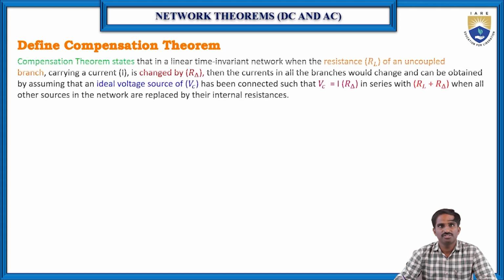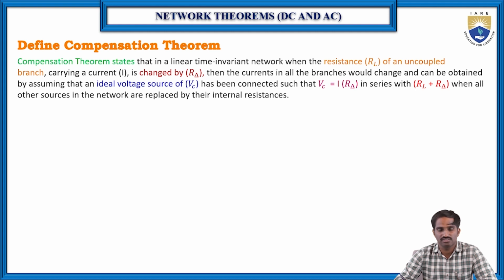Then coming to the compensation theorem. According to the compensation theorem, again it is a linear time invariant network. In a linear time invariant network, when the resistor RL of an uncoupled branch carrying current I is changed by delta R, then the current in all the branches would be changed and can be obtained by assuming that an ideal voltage source Vc equal to I delta R has been connected in series with RL plus delta R, when all other sources in the network are replaced by their internal resistances.